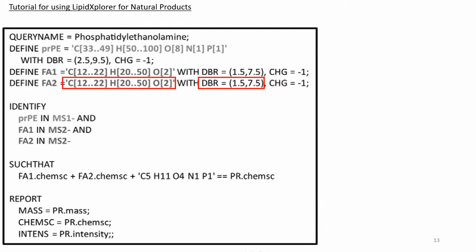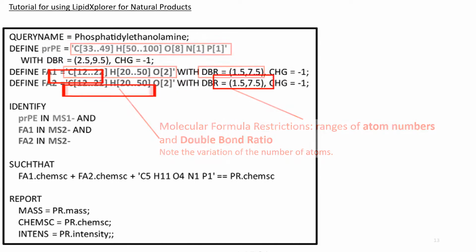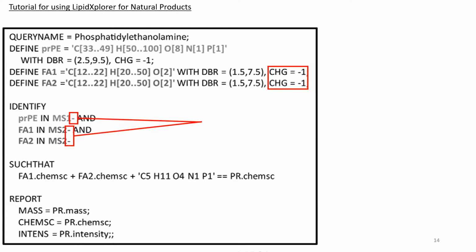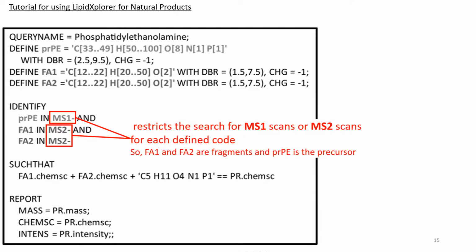So this is an example of the molecular range, so range of atom numbers and double bond ratio. Note the variation of the numbers of atoms and DBR, which is the double bond ratio. You have to define the polarity. Each code will be surveyed. So in this case, FA1 and FA2 are fragments from the precursor PRPE, here marked as MS1.